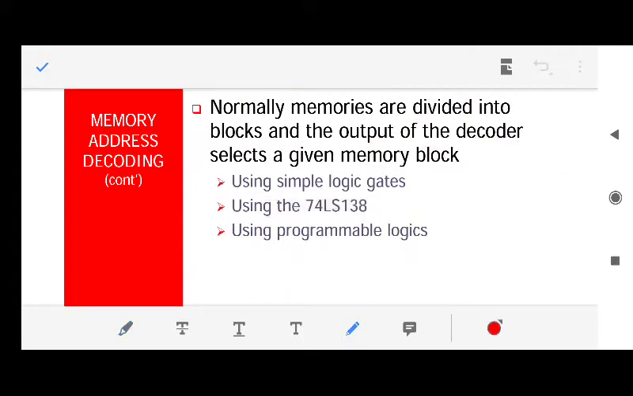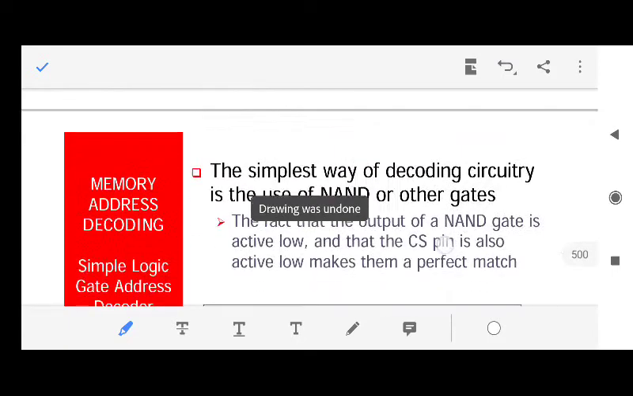Now we have already learned in the last class that while using the remaining address pins for selecting the chips, we can use simple logic gates. We can use the 74LS138 decoder, and some programming logic also. So we'll study these two things in this lecture: how to use them to connect our external memory. Let's move forward.